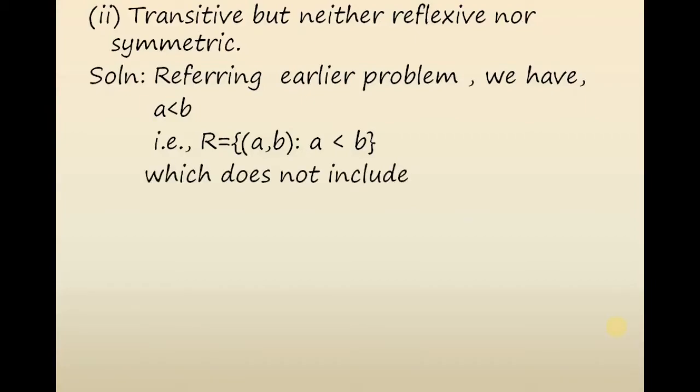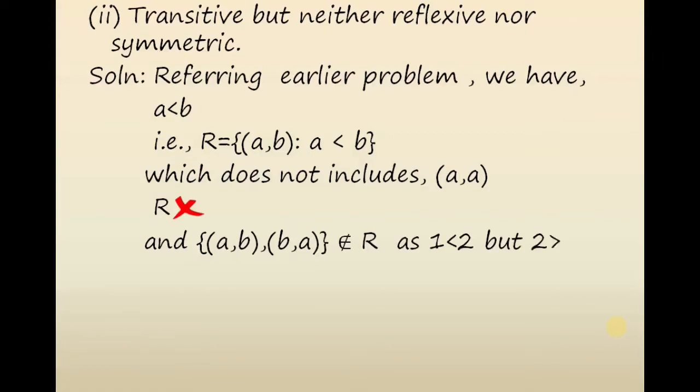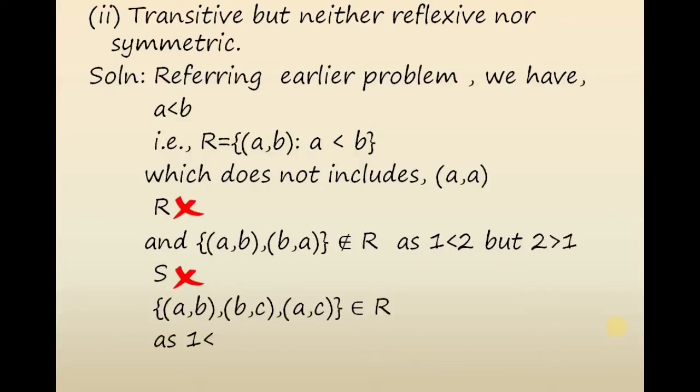So let's check for symmetric. It must be in the form of (A,B) and (B,A), which means what? If A is less than B, then B is greater than A. It's logically not possible, so it's not symmetric. But look, here it is going to be transitive. If you take the example like I've shown, 1 is less than 2, 2 is less than 3, and obviously 1 is still less than 3, so it is transitive.